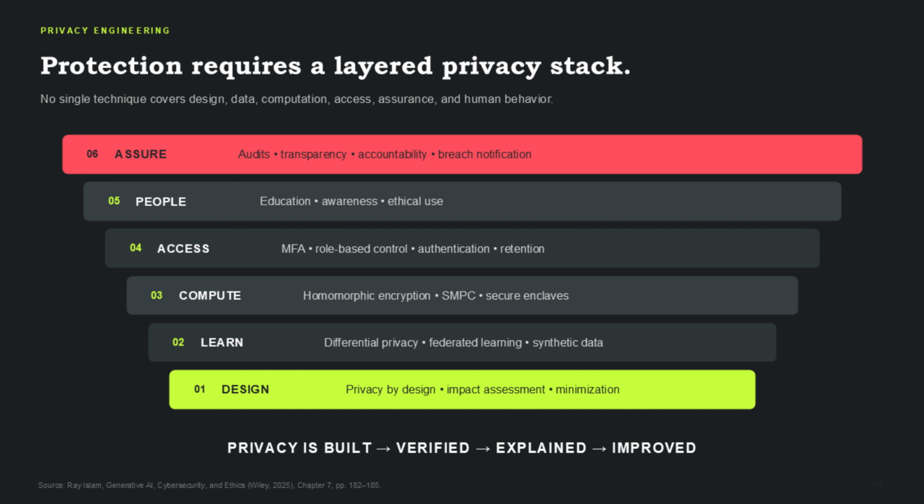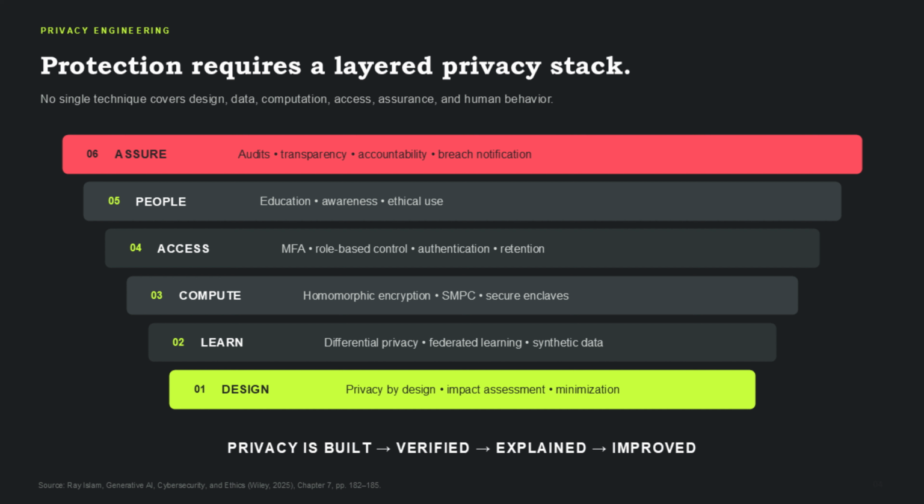Above that, access controls decide who can touch sensitive data or models, supported by multi-factor authentication, role-based permissions, and clear retention policies. But technology is not enough. People need education and awareness, because social engineering and careless handling can bypass impressive controls. Finally, assurance closes the loop through audits, transparency, accountability, and prompt breach notification.